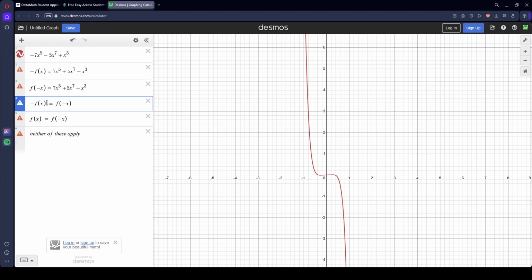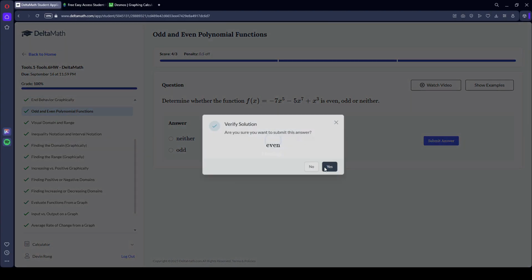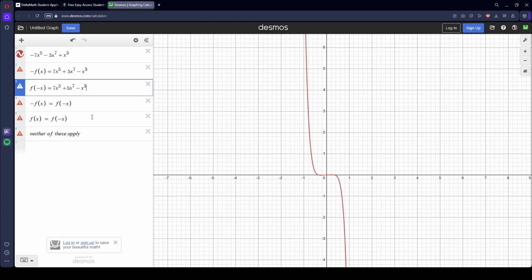Now let's see if this would be even. Is this equal to that? Yes, it would. And let's see if this would be odd. No, it's not. Okay. It is odd. What did I do wrong?